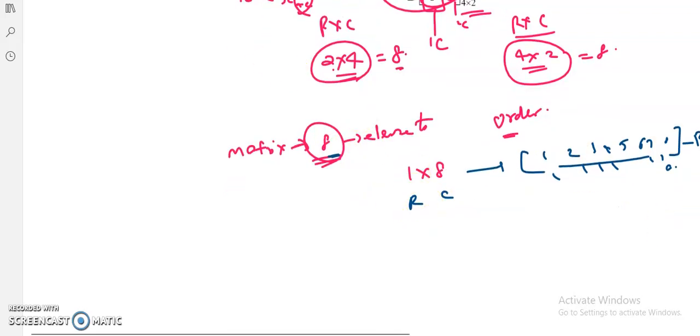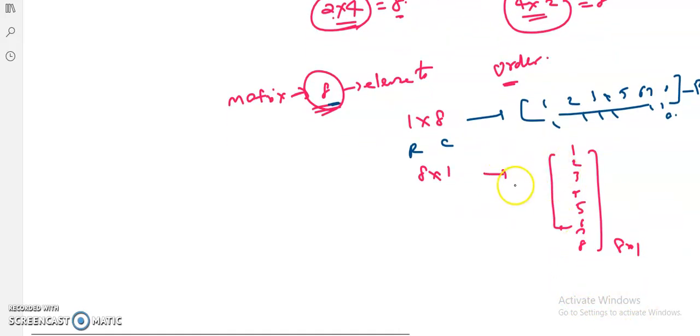In the same case, we can take 8 by 1 also, right? 8 by 1 means 8 rows and 1 column. So 8 rows and 1 column means the matrix will look like this: 1 2 3 4 5 6 7 8, right? So it is the 8 by 1 order, and here also 8 elements are there. Why? Because 8 into 1 is 8. And just like that, 2 by 4, why? Because 2 into 4 is equal to 8.